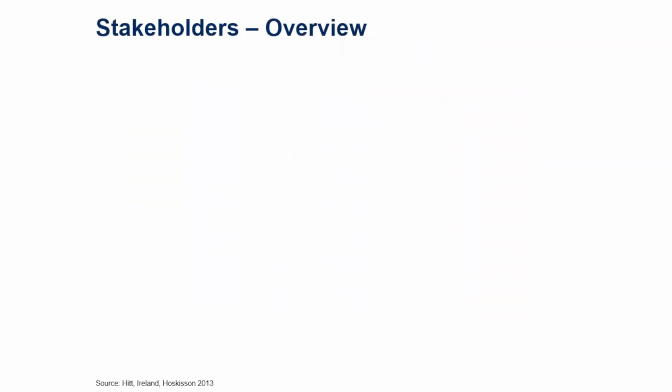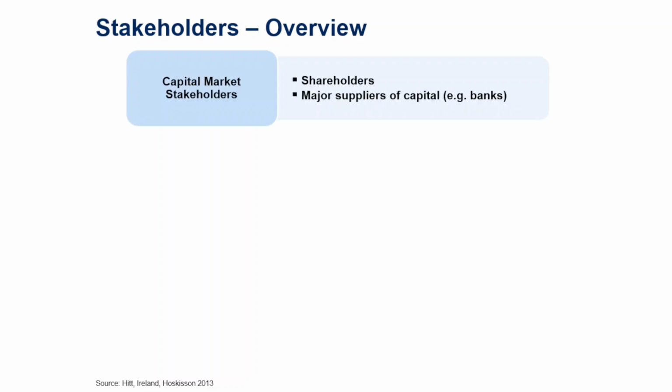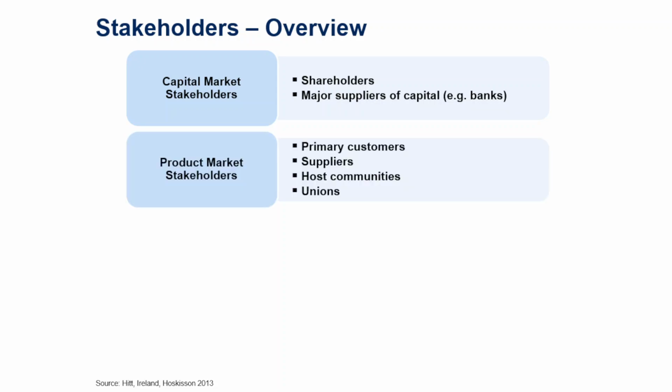So who are those stakeholders? There are four large groups of stakeholders. The first group are capital market stakeholders. So these are basically the kind of people, companies that provide capital to our company. For example, the shareholders, but also major suppliers of capital, the banks and the debt holders for our business. That's the first group. The second group are product market stakeholders. So these are our customers, our suppliers, the host communities we are in, but also labor unions.